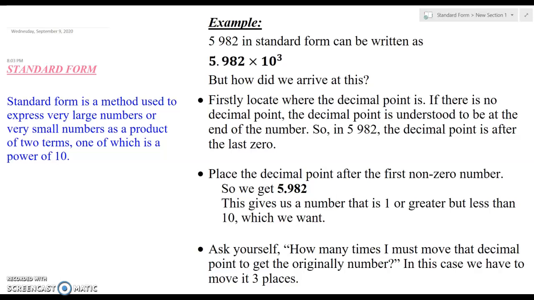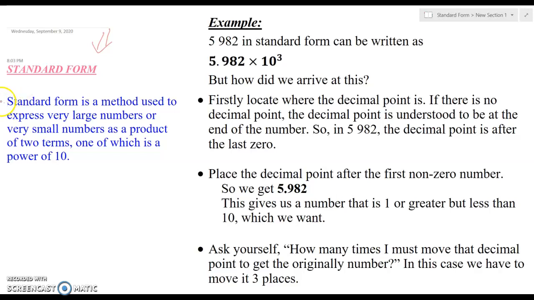Hi everyone, so today we'll be looking at standard form, right? Standard form, have it right here. And some of you would remember what standard form is, or how to write a number in standard form. Some of you may not remember, that's totally fine, right? So first of all, let's look at what standard form is.